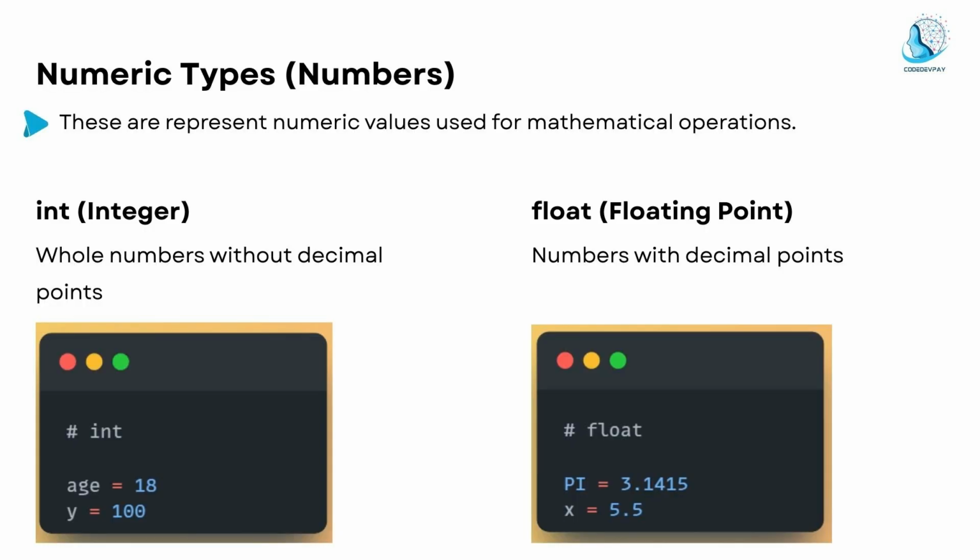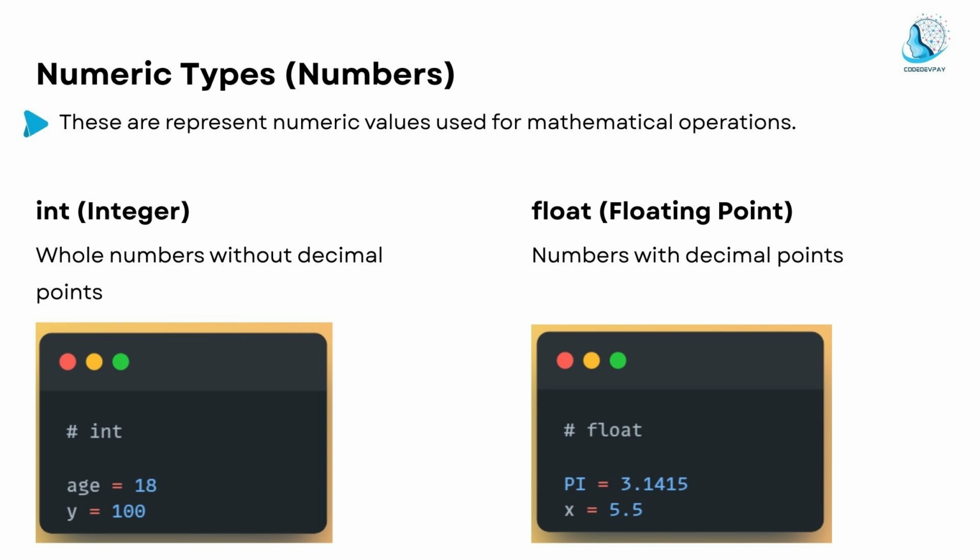The numeric type represents numeric values which we use for mathematical operations in Python. So we have two types. We have the integer and we have the float. Integers are simply whole numbers without decimal points. So we have age, which is assigned to 18. So the 18 here is a whole number. We also have y assigned to 100, where 100 is also a whole number.